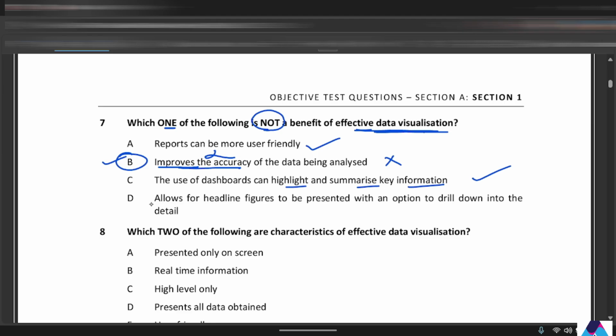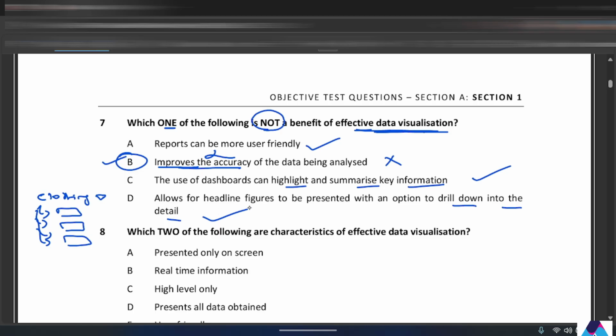That is correct. Part number D allows for headline figures to be presented with an option to drill down into the details. So yeah, this is one of the characteristics, that it allows you to present with an option to drill down. For example, you can have your main information over here. Let's say, just to give you an example, clothing, right? And then there's going to be a drill down option which you can click on, and it's going to give you further information about what kind of clothing, men's, women's, children's, right? So you get what I'm trying to say, right? So this can be done.